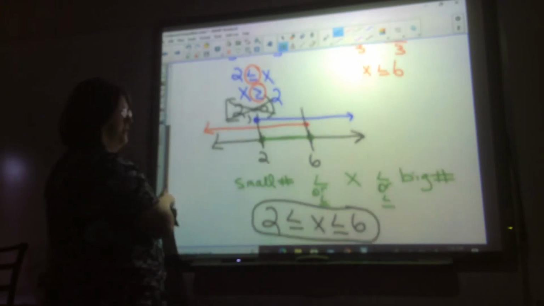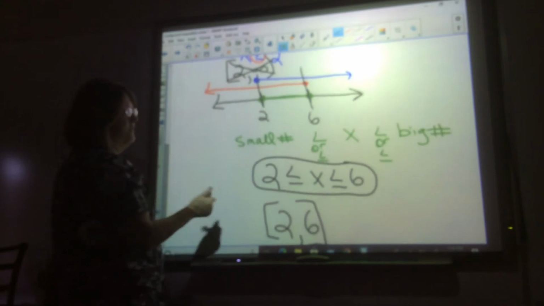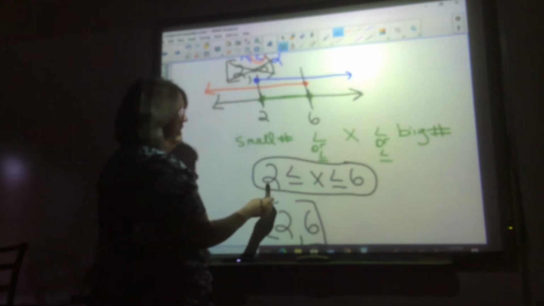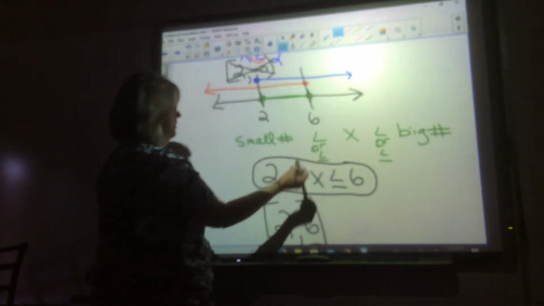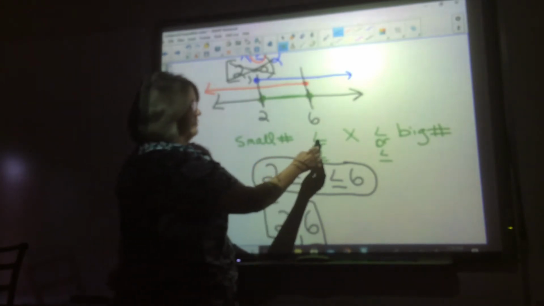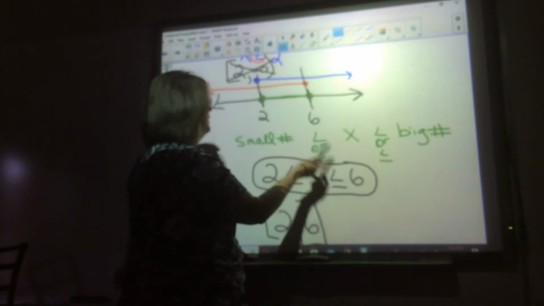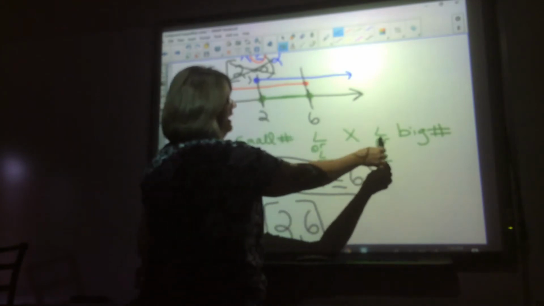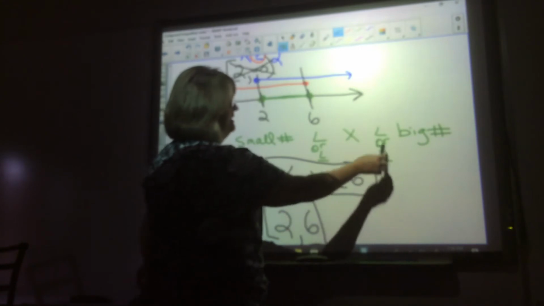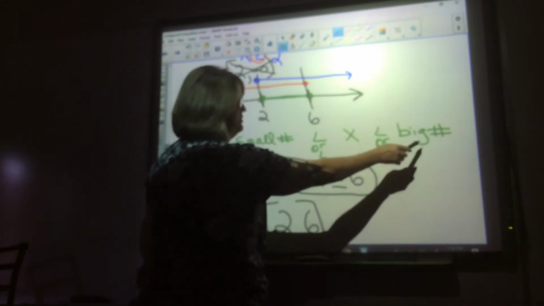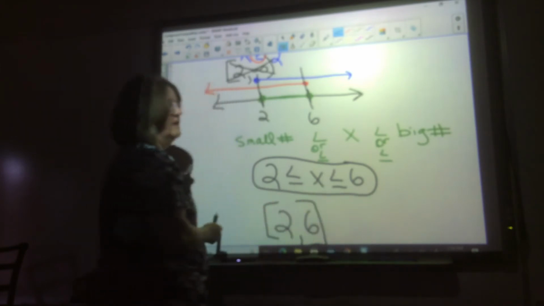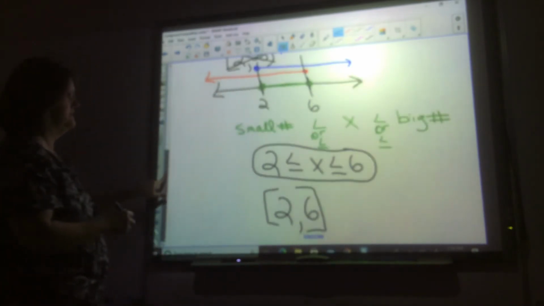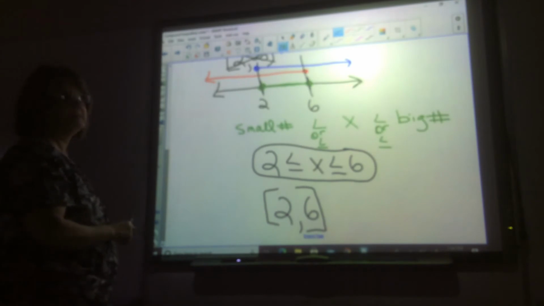When I write my answer, you always put the smallest number on the left. You write your small number, less than or less than or equal to, whatever the sign is up there, and then the variable x, and then less than or less than or equal to the big number. So we have 2, we have 6. This is how it's written. If I want to write my interval, it says less than or equal to for both of those, so I have brackets, and it goes from 2 to 6.